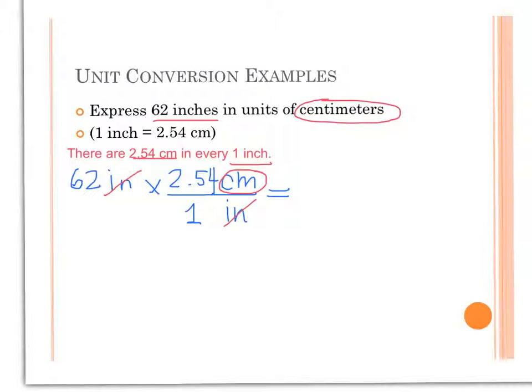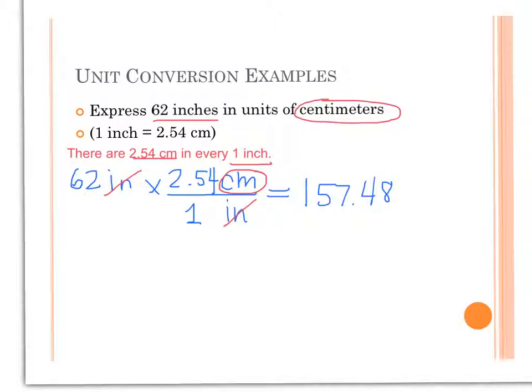And then you literally do what it says to do. So 62 times 2.54 divided by 1. Everything that's in the numerator you multiply, everything that's in the denominator you divide. And so I got 157.48. Now, we've just learned significant figures.